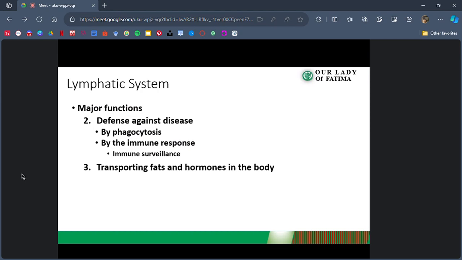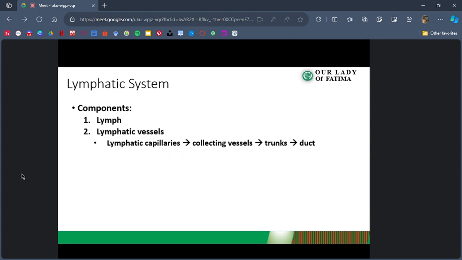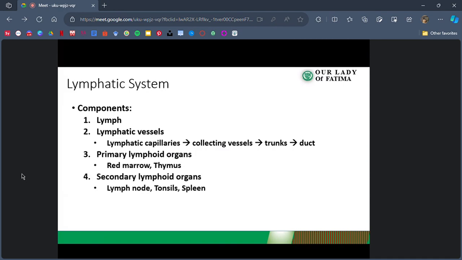Last, it transports large molecules like fats and hormones towards the blood for circulation. The lymphatic system consists of two semi-independent parts, namely a series of lymphatic vessels that contain the lymph plus the lymphoid organs.